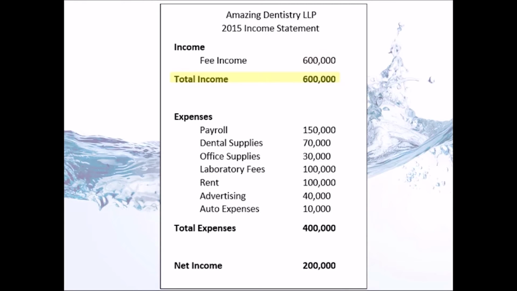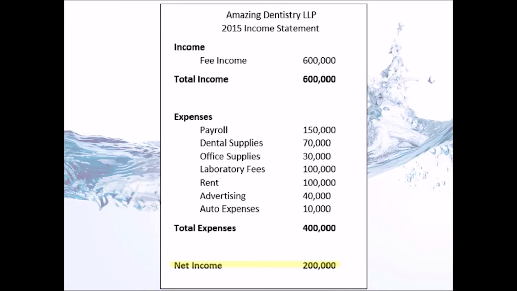Okay, great. Now let's get into what it cost to run that business that generated $600,000. We see a list of expenses. Payroll would be for all our staff. Here we see highlighted dental supplies and the amount of cost that occurred. Little by little, we're chipping away at that $600,000. Our total expenses in this example is $400,000. That leaves our net income, a simple calculation, $600,000 minus $400,000, a net income of $200,000 for this practice.